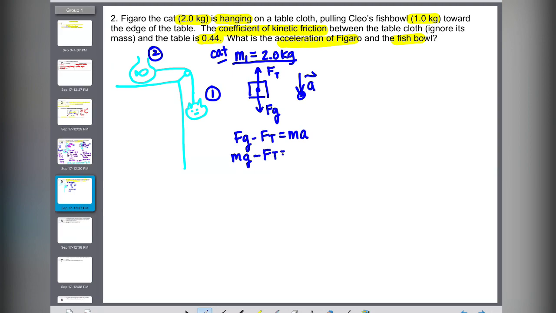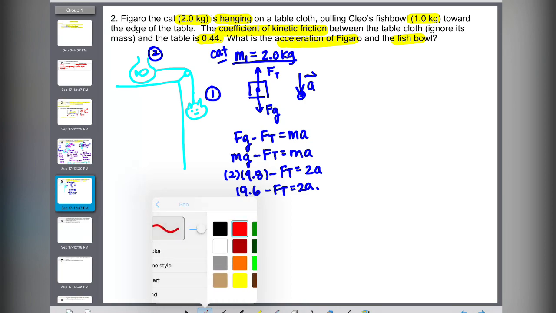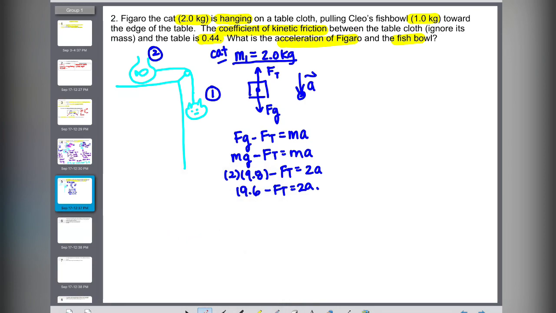Expand out the equation for Fg. Fg equals mg, and the mass for Figaro the cat is 2, minus Ft equals 2 times A. So clean it up, multiply it out. And that looks like the most that we can go. We don't know Ft, we don't know A, so we're going to stop. Okay, then we're going to do the second block.